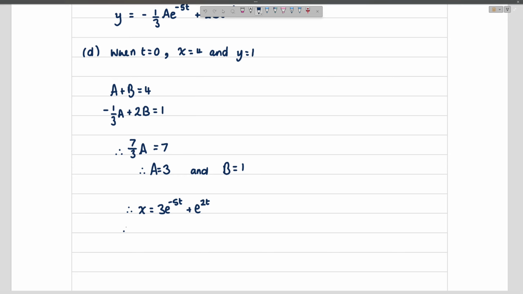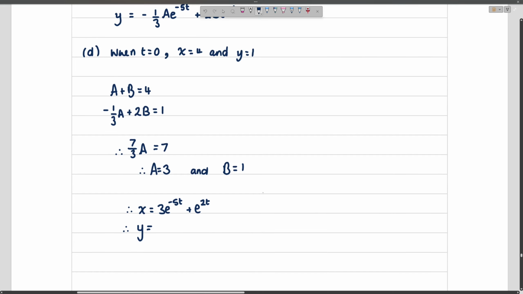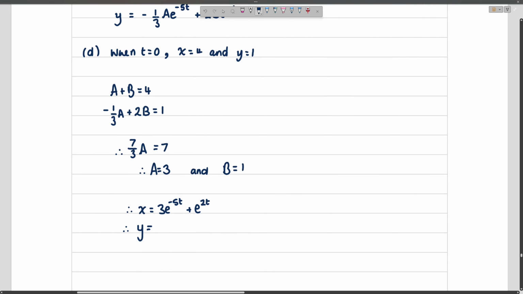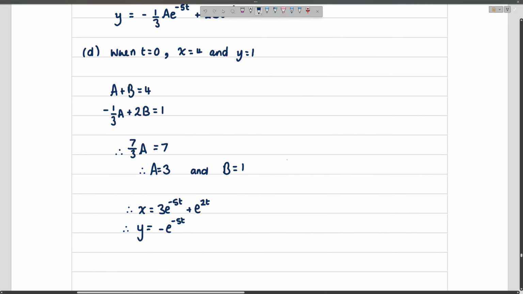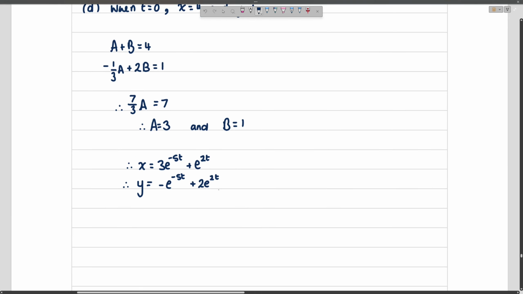Don't forget y here as well. So y is equal to, again, just replace A with 3 and B with 1. So what I get here then for y is minus 1 over 3 times A here. So that is minus 3 over 3, which is just minus 1, right? So minus e^(-5t) there. And then for 2B here, well, B is 1, so that's just 2e^(2t) there. So plus 2e^(2t). Okay. And there we have it then. So nice and straightforward. That gives us the solution to part D.